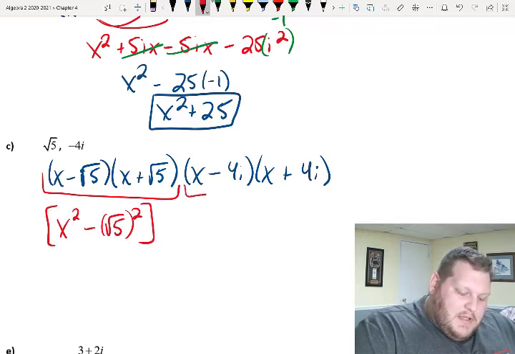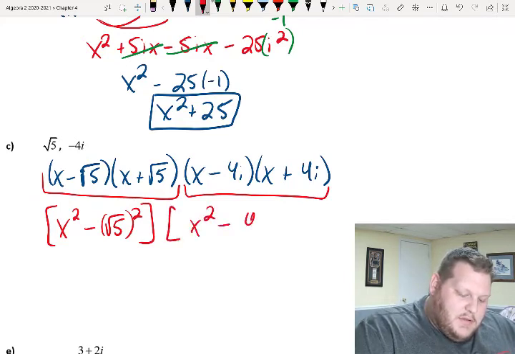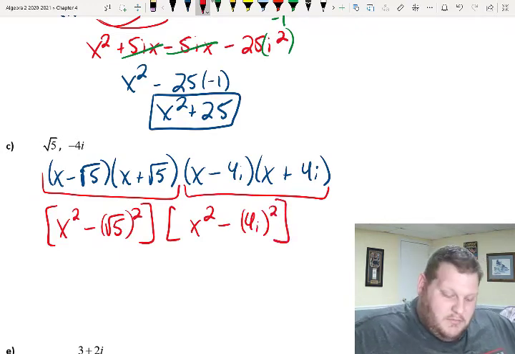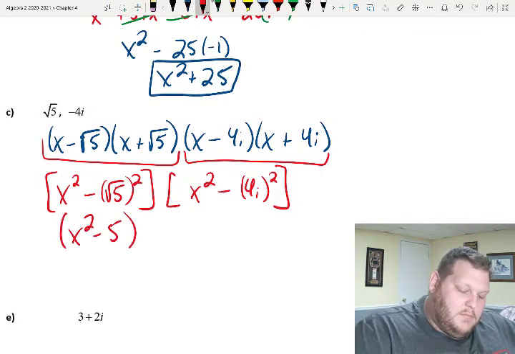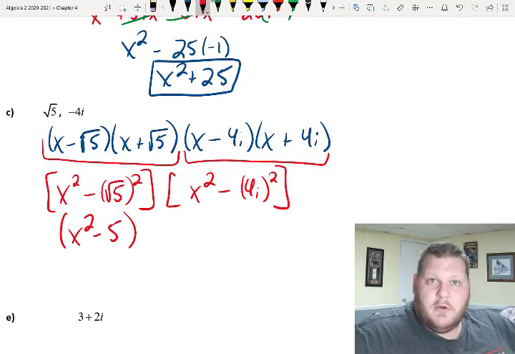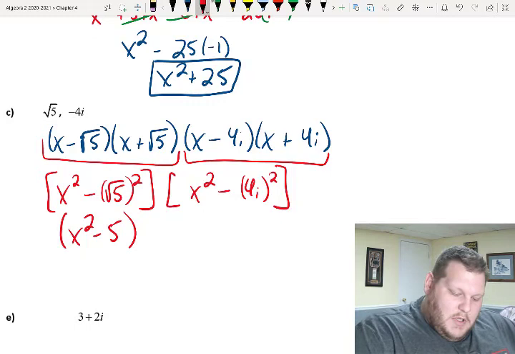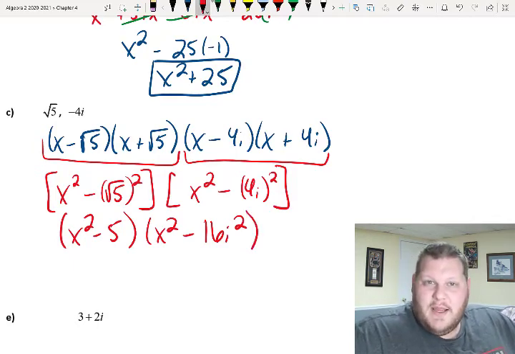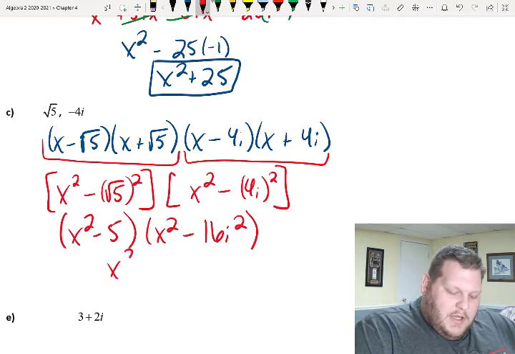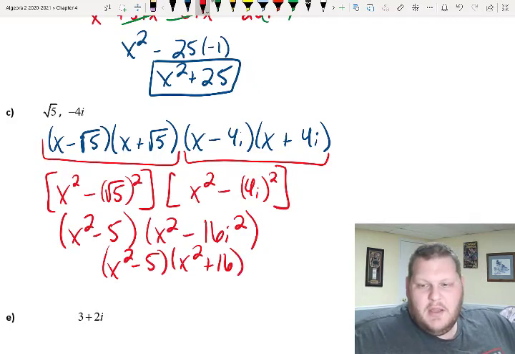And then my second set of parentheses, this right here, is going to be x squared minus 4i squared. And you kind of go that way. It's another way of handling it, right? Taking a look at it. So this ends up being x squared minus 5, right? Because the square of a square root is just whatever's underneath it. And then here we've got x squared minus 16i squared. So again, that negative 1 gets replaced for my i squared, and this ends up being x squared minus 5 times x squared plus 16.